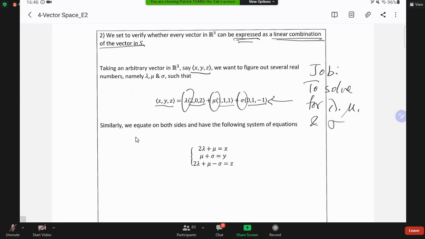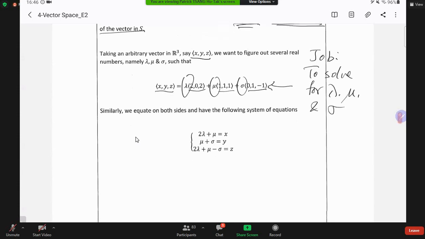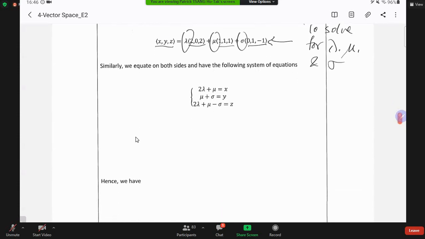So I can form another system of equations as follows: 3 equations, because we have 3 elements in the R3 space. Guys, I would like you to take some time to solve for lambda, mu, and gamma. Not gamma, sigma. To solve for the 3 constant terms. I hope it will not take you so much time.